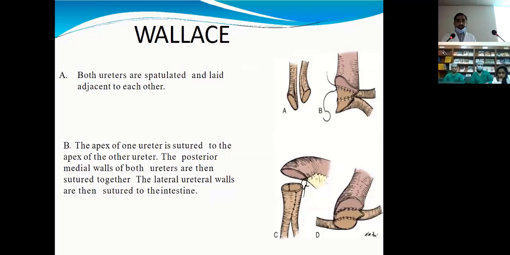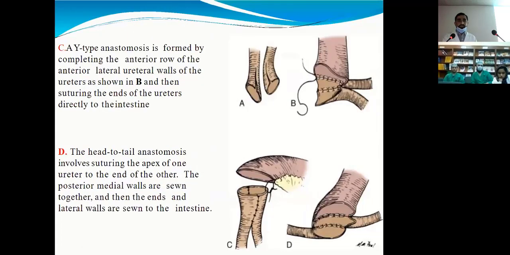In the Wallace method, both ureters are spatulated and laid adjacent to each other. The apex of one ureter is sutured to the apex of the other ureter. The posterior medial walls of both ureters are then sutured together. The lateral ureteral walls are then sutured to the intestine.